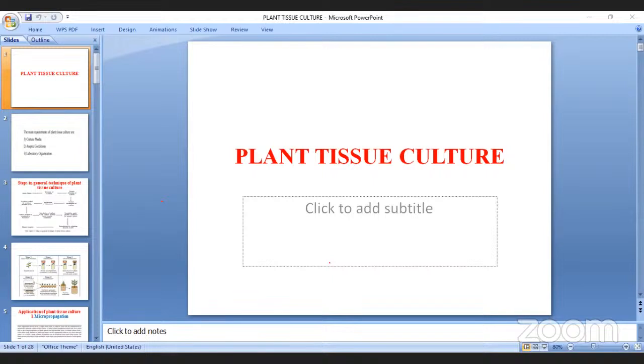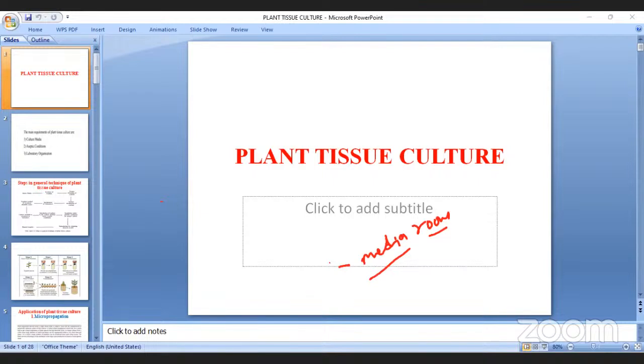First, let's see laboratory organization. In a standard tissue culture lab, there must be a few basic facilities, such as a media room for preparation, sterilization, and storage of culture media.